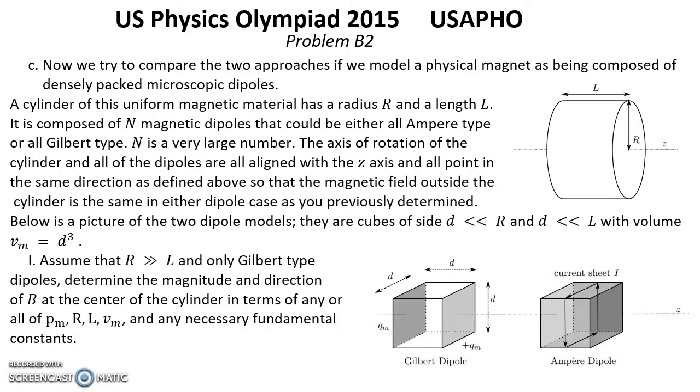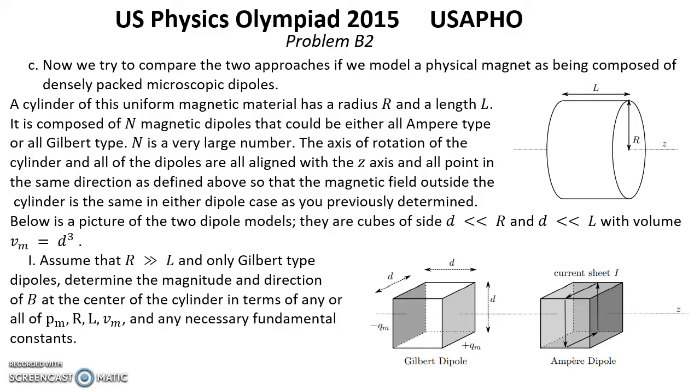Part C. Now we try to compare the two approaches if we model a physical magnet as being composed of densely packed microscopic dipoles. A cylinder of this uniform magnetic material has a radius r and a length L. It is composed of N magnetic dipoles that could be either all Ampere type or all Gilbert type. N is a very large number.